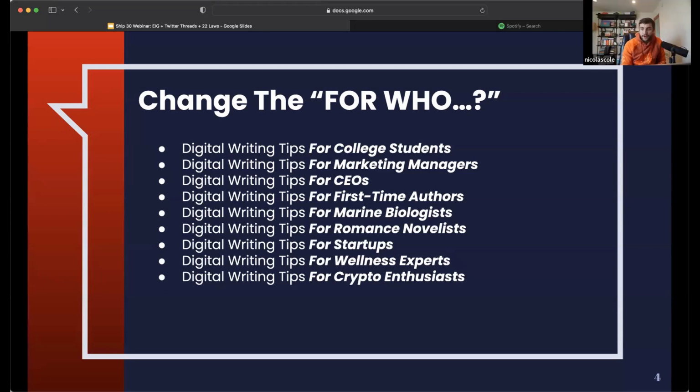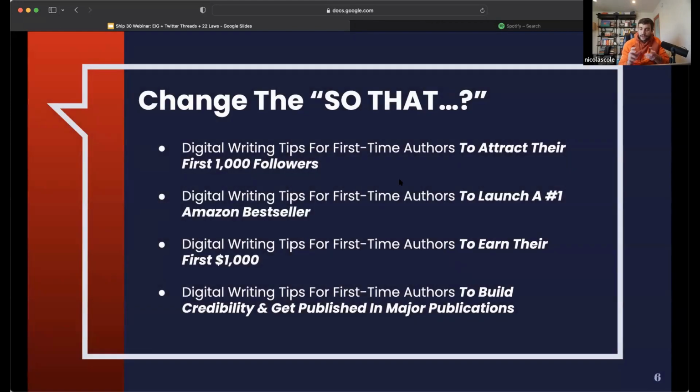Yeah, the paradox of specificity is that you are looking for something that is hyper specific and universal at the same time. That's the key. So the 'for who' is one knob. And then the next is the 'so that' knob. So the 'so that' knob is the benefit.